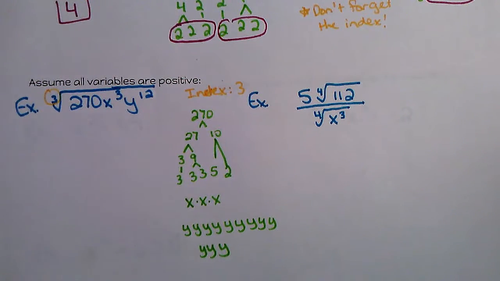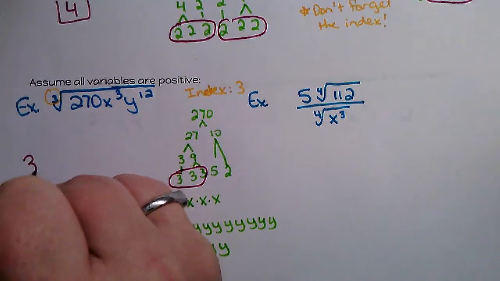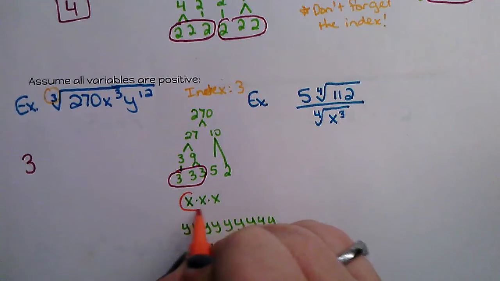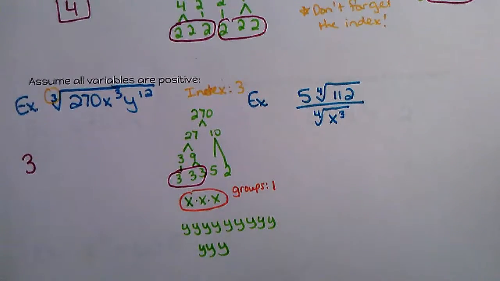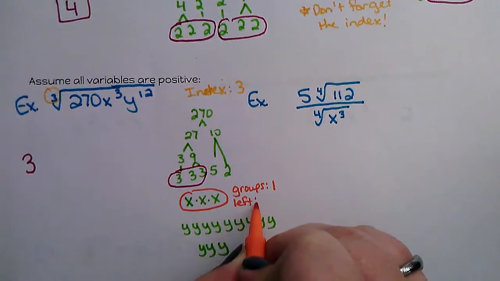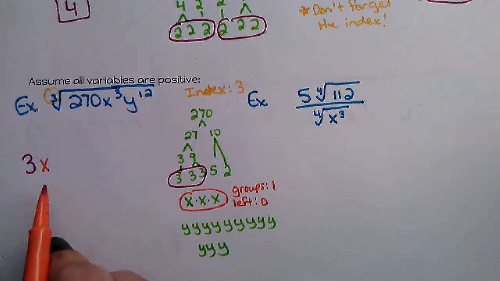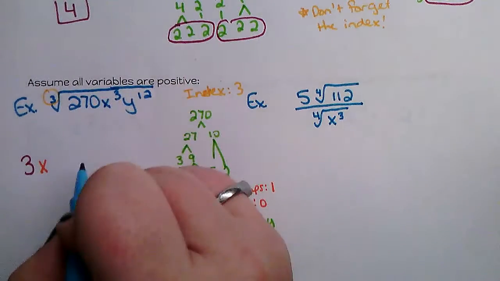If I look at my numbers, it looks like here I have 3 threes, so there's going to be a 3 on the outside. Then I look at these letters. For my x's, I have a group of 3. So how many groups of 3 do I have? 1. How many x's are left after I'm done grouping? 0. So I'm going to take an x and put it out here. Remember, 1 time per set. And I'm not going to have anything to put underneath this radical.